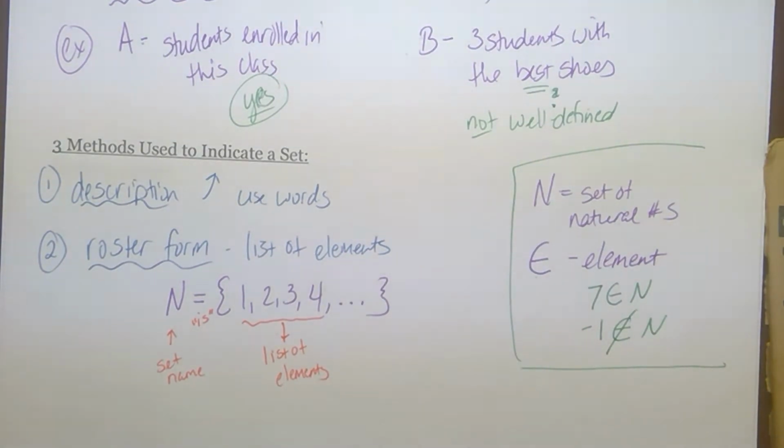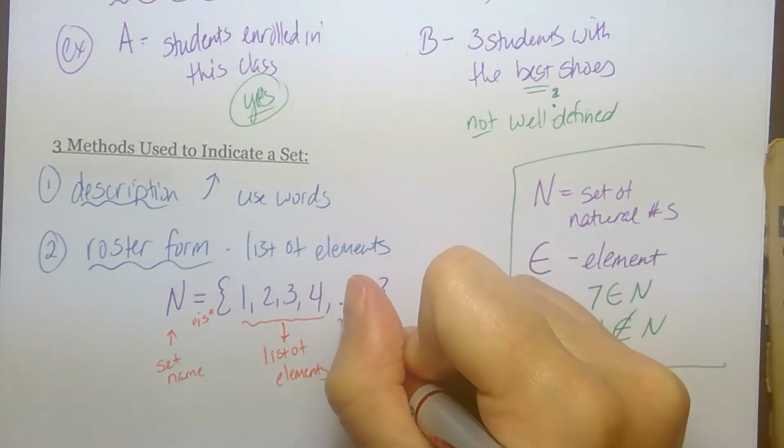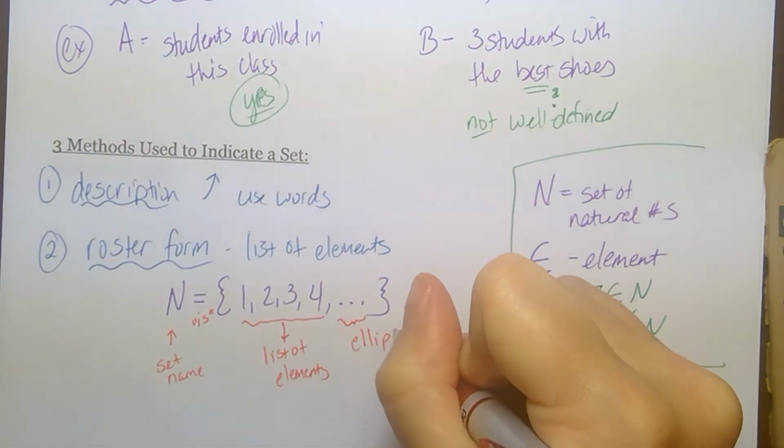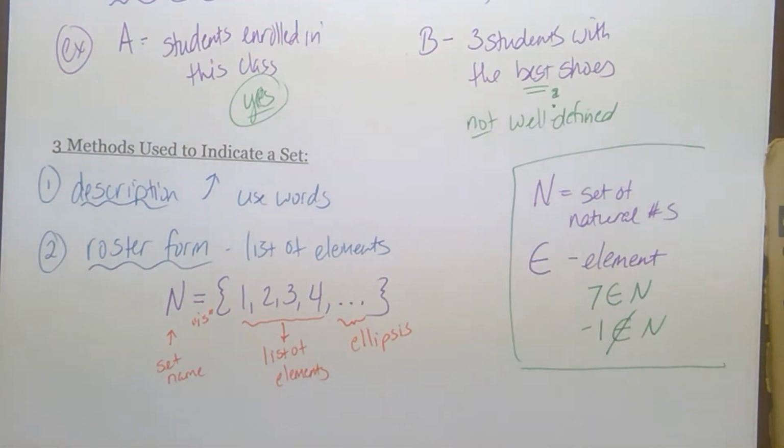And my list of elements ends with a ... We call this an ellipsis. And an ellipsis means that it keeps going. So my set of natural numbers is an infinite set. It never stops. I can keep counting on forever.